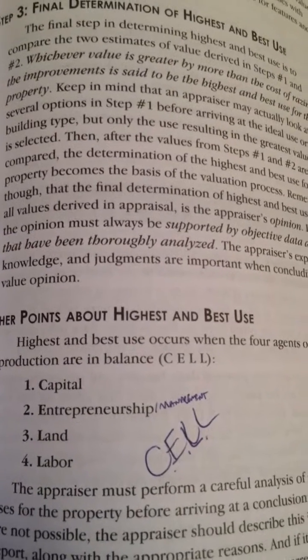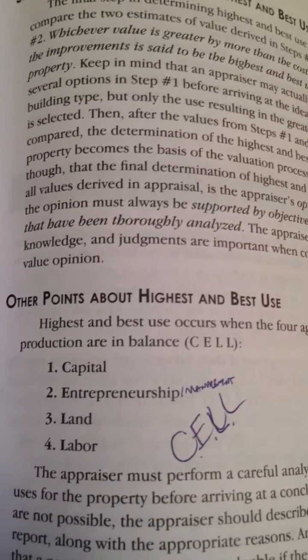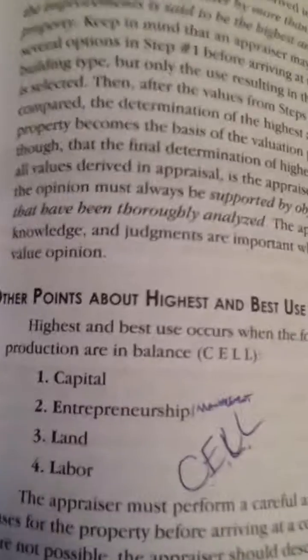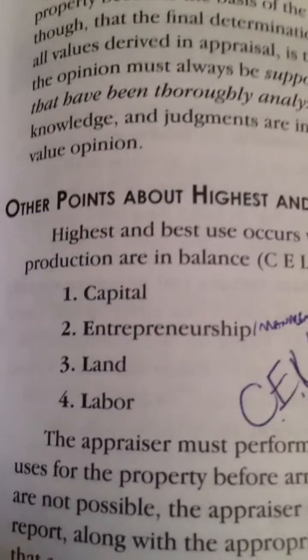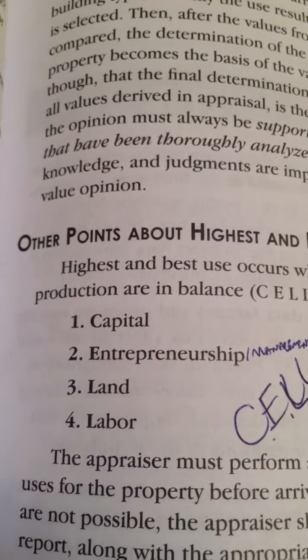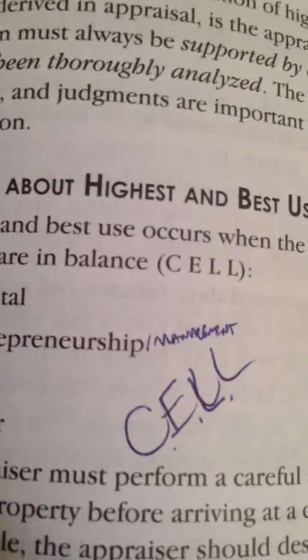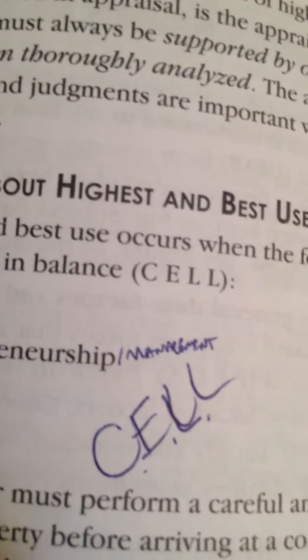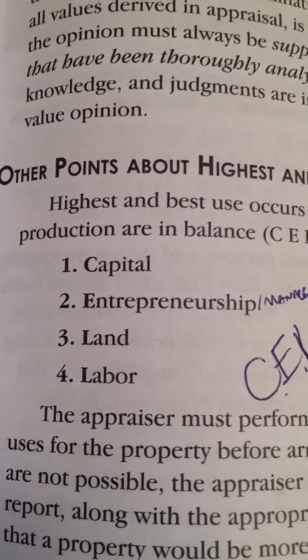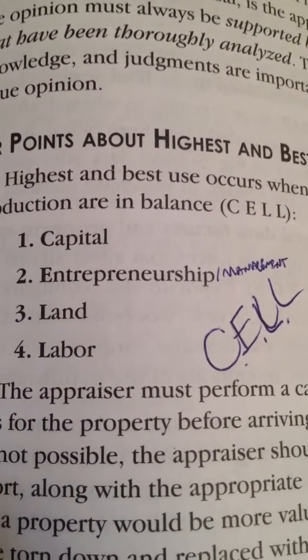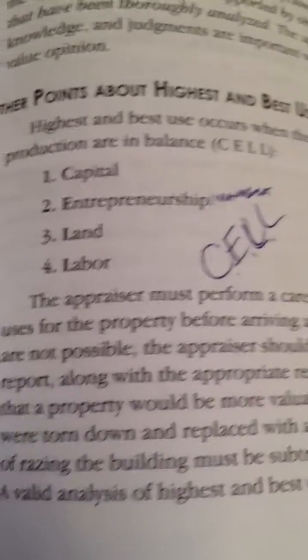Other points about highest and best use. Highest and best use occurs when the 4 agents of production are in balance. SELL. 1. Capital. 2. Entrepreneurship / management. 3. Land. 4. Labor. SELL for acronym.